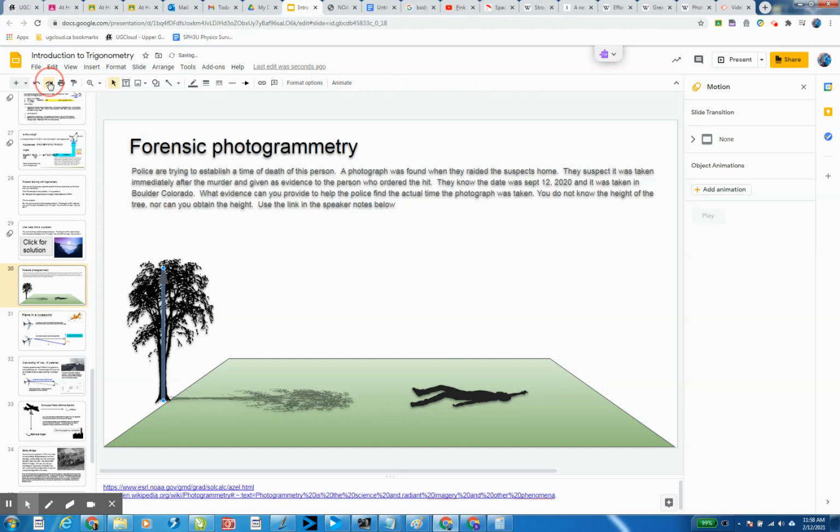So if I draw the height of the tree here and then I draw the length of the shadow down here, all we need to know is those two sides. But we have no means of measuring it. A lot of software programs will allow you to measure distance, but not this one. But there's a trick around that.